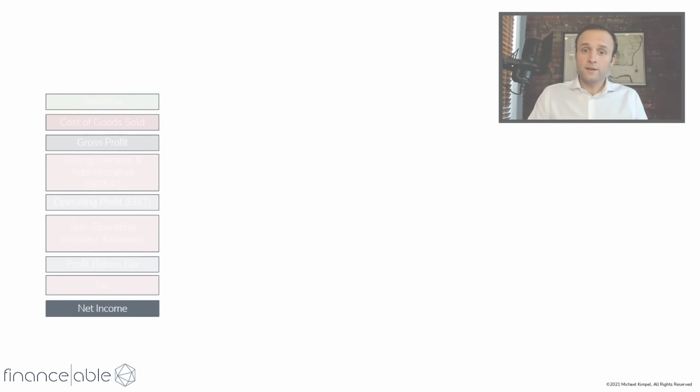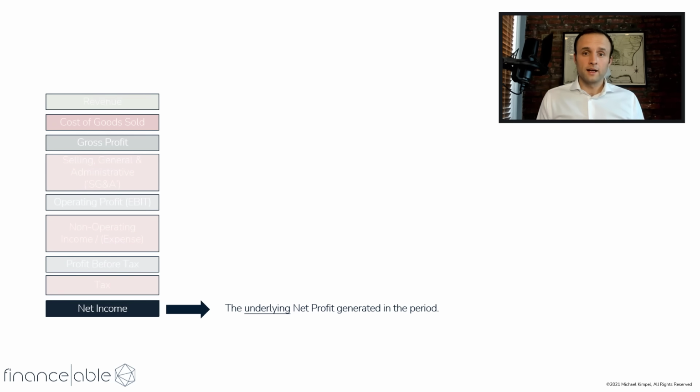All right, so the final item on our income statement is net income, which reflects the underlying net profit of the business during a given period of time. Now again, I want to emphasize the term underlying. This reflects revenue when it's earned and expense when the expense is incurred, not necessarily when cash flows. So this doesn't necessarily reflect the cash earnings of the business.